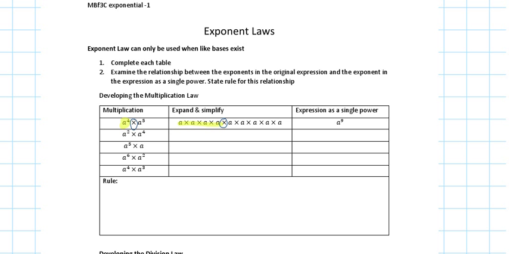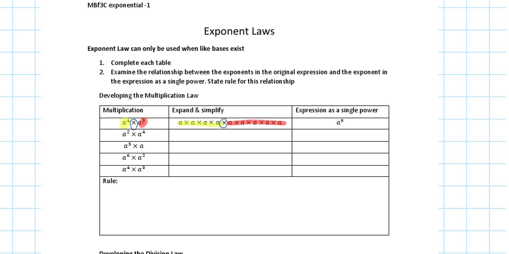So a times a times a times a times a, right? So altogether, how many a's do I have multiplied together? 9 a's, right? So it's a to the power of 9. All right? So let's do the second one. This is called the expanded form.